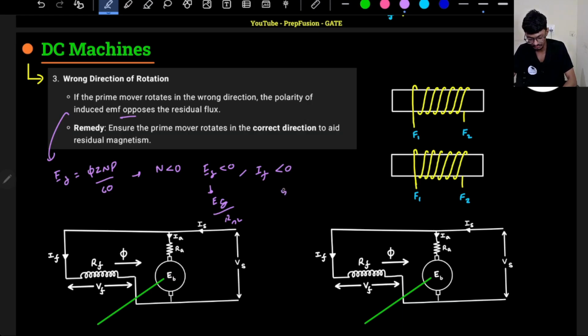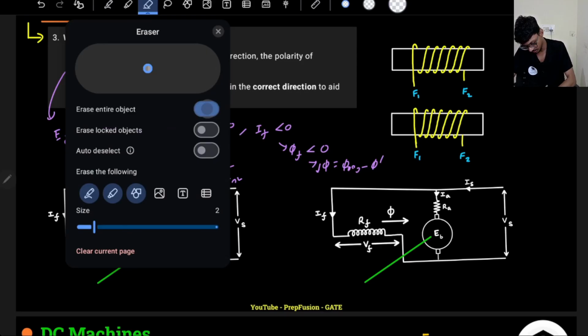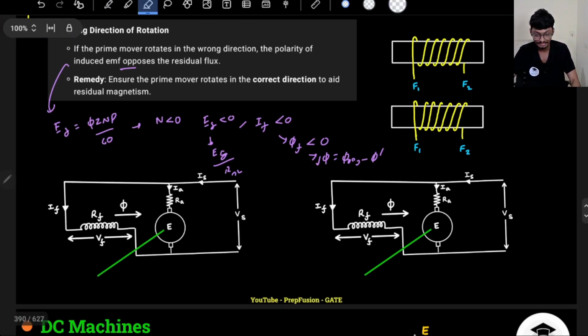If IF is negative, then my flux is in the opposite direction. If flux is in the opposite direction, that means overall flux will be initial phi residual, again opposing. So that's why overall flux will reduce. So voltage buildup will again fail. Okay, very easy and simple to understand, right? So I hope you have understood this basic point, that we cannot rotate it in the opposite direction.